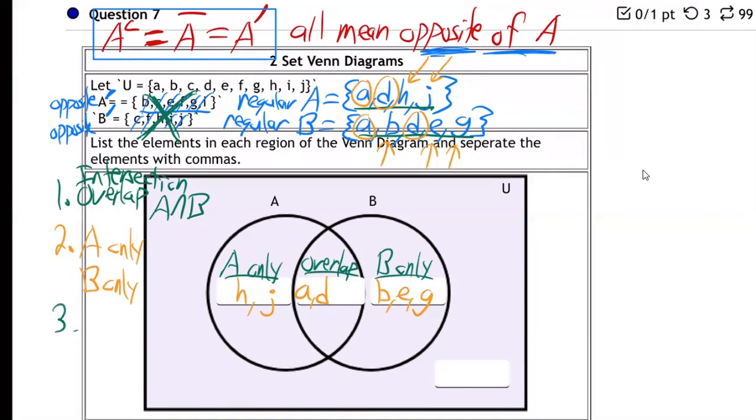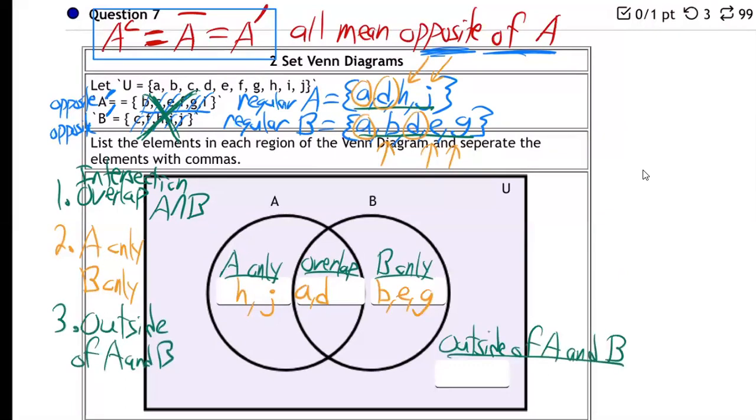And then step 3, find the outside of A and B. So that's right here. Outside of A and B. So what's not in either of the sets? Well, I just go down the alphabet. Let's go A, B, C. Looks like I don't see any C there. There's no C here. So C.